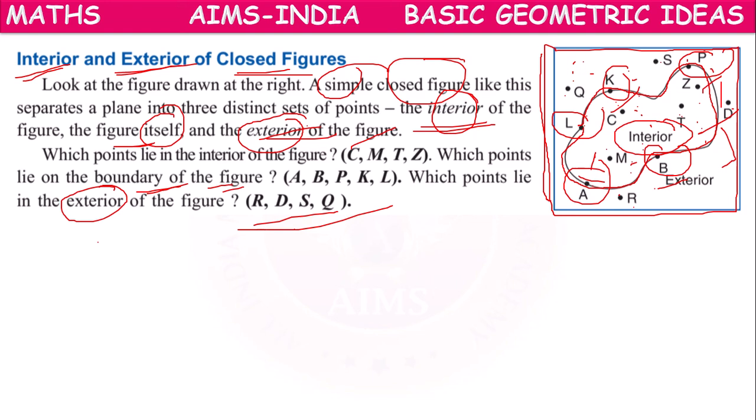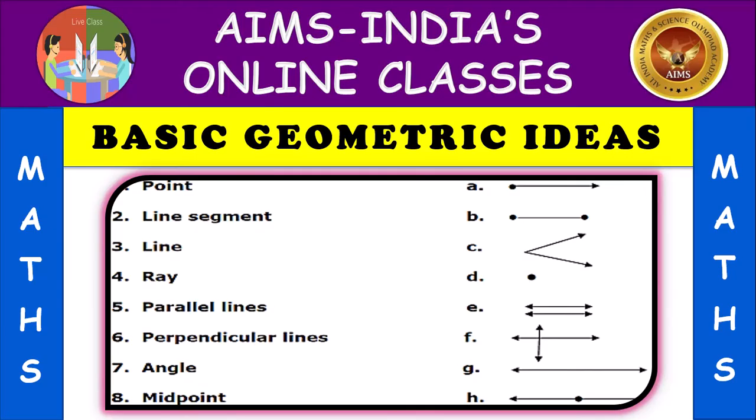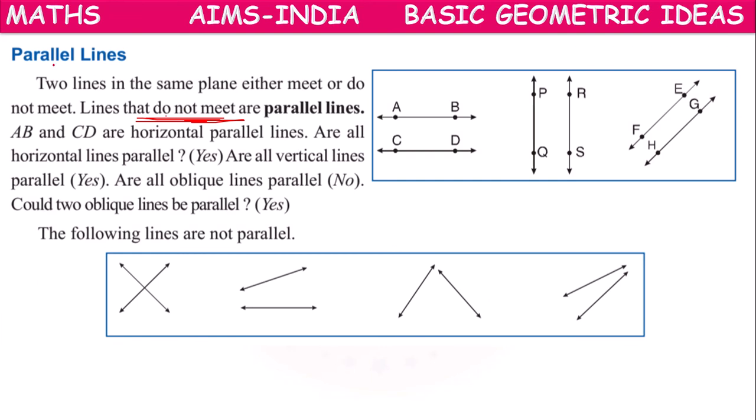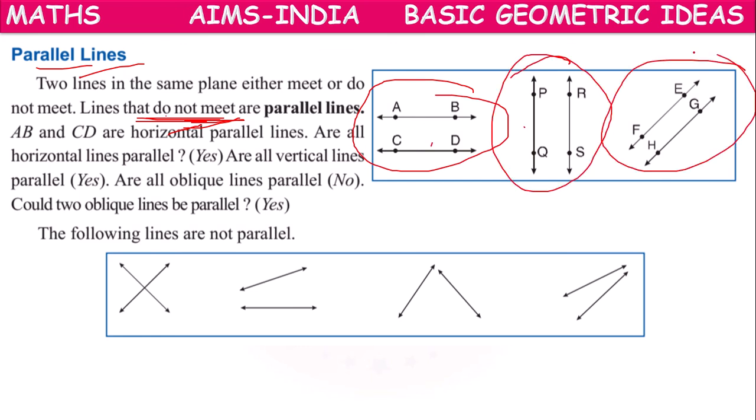Okay, children, this is about simple and closed figures. Now, what we have learned about parallel lines: parallel lines are lines which do not meet. They may be horizontal parallel lines, vertical parallel lines, or oblique parallel lines, but not all oblique lines are parallel. They may intersect after extension.